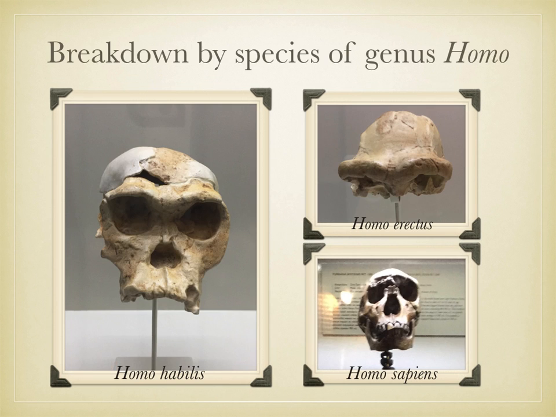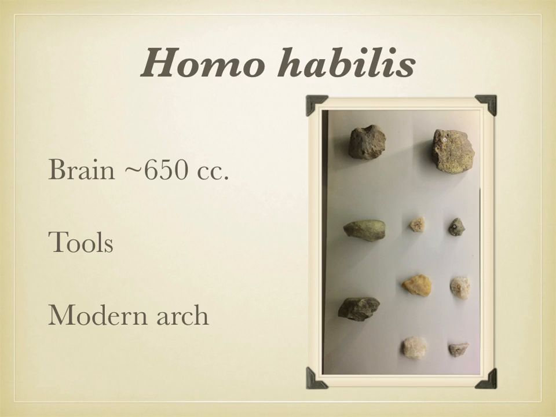We're going to take a closer look at the genus Homo by looking at 3 different species, in particular Homo habilis, Homo erectus, and Homo sapiens. Homo habilis had a brain size of about 650 cubic centimeters. They were making tools and they were butchering meat. They also began to develop a modern arch in their foot.